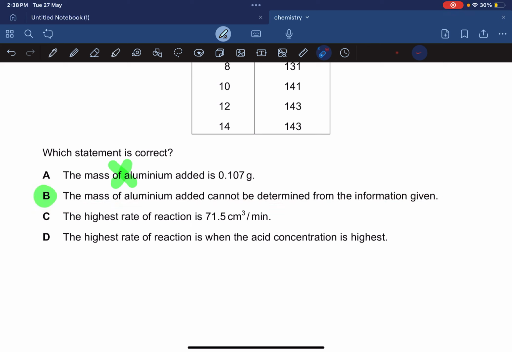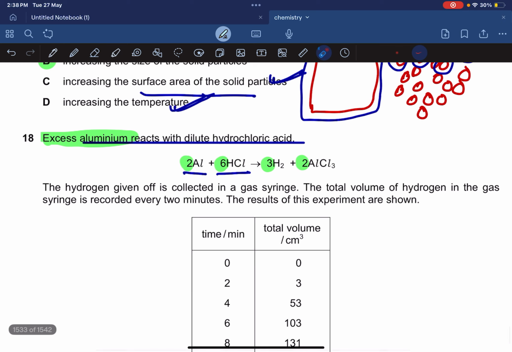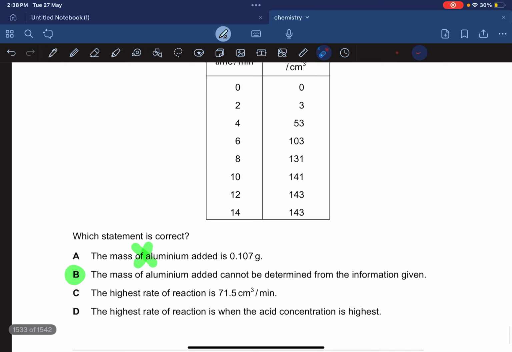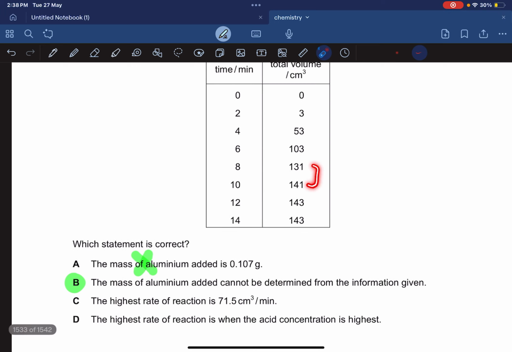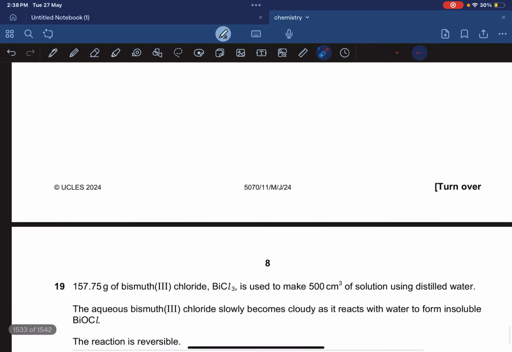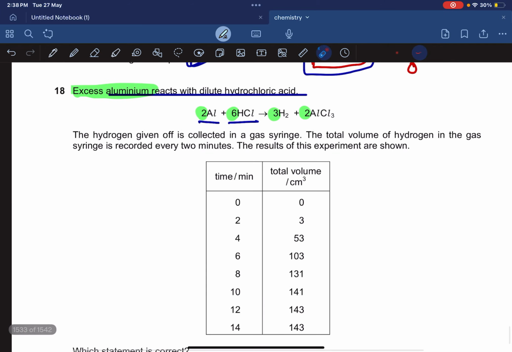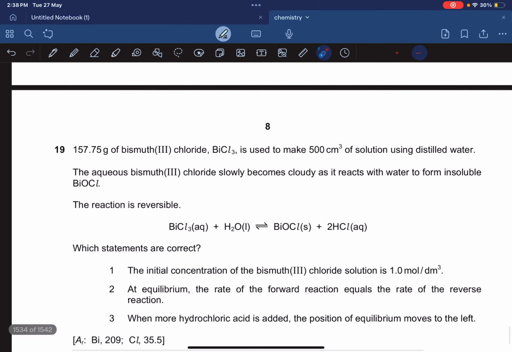The highest rate of the reaction is when the acid concentration is the highest. Okay, acid concentration is the highest. Honestly, with these statements, we just figure out the correct one. That's B. Let's not confuse ourselves with this. If you calculate the rate, it's basically the difference between these two divided by the time taken. I'm sure these are not going to be correct because this one's the correct one. Okay, let's move on to this.